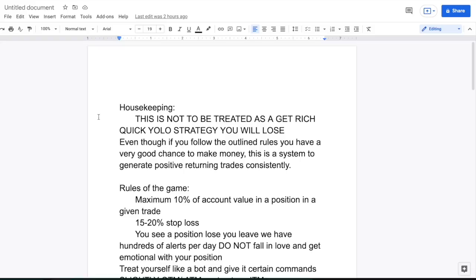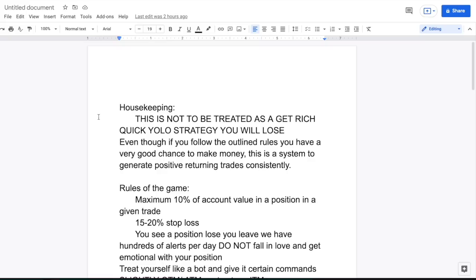This strategy is not at all to be treated as a get-rich-quick YOLO strategy. You will lose. I think a lot of times in the finance community and content creation, you see a lot of people flexing gains, showing off their watches, showing off their cars, and you really don't get an insight into exactly what their trading strategy is. You're not seeing exactly what they're doing. And I think that's where a lot of the problem comes in, because a lot of people are selling hope.